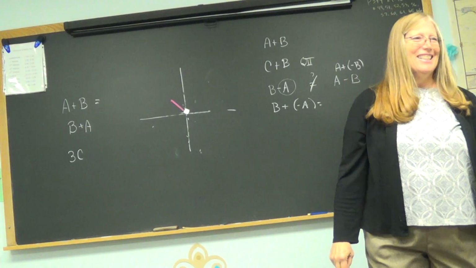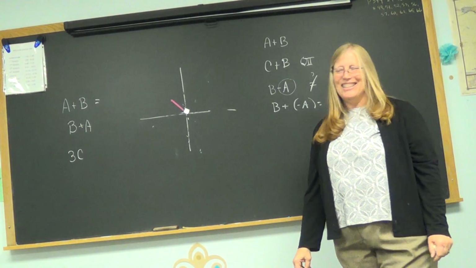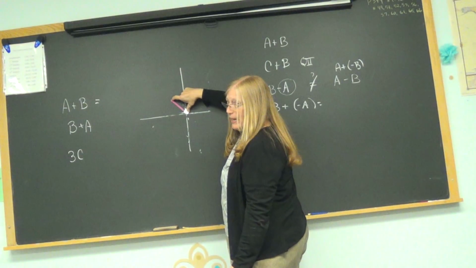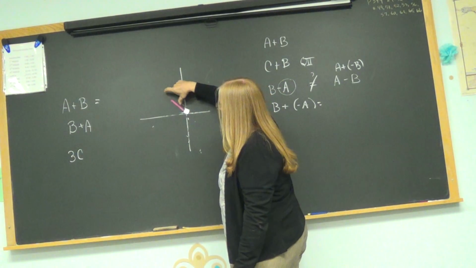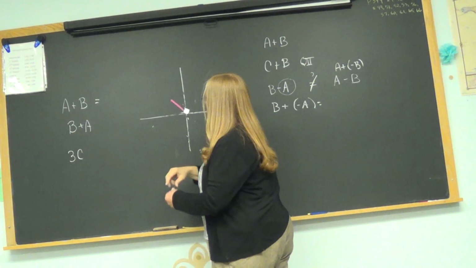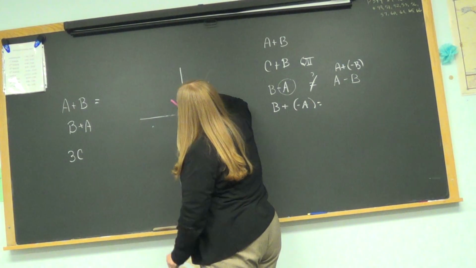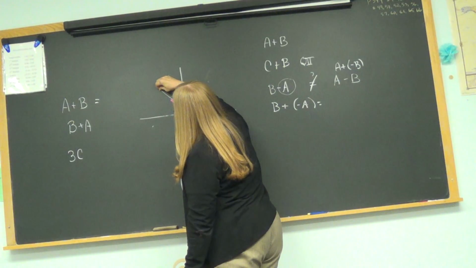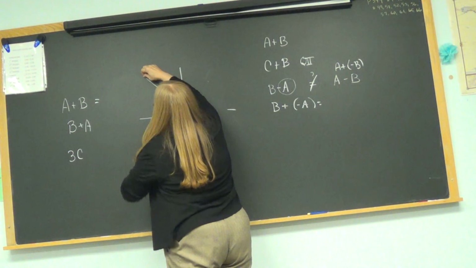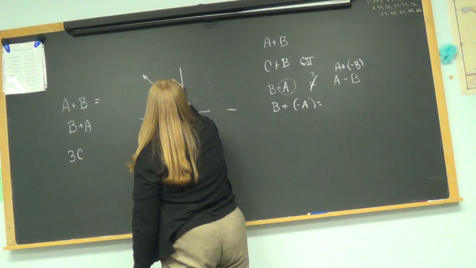3C. Moved up 3. Right, Shannon had the idea, did you as well? You just take the same vector, same size, same direction, and go 2, 3. So that's what 3 times C looks like. You have to go from here, out another one of these, and another one of these. So that is 3C.